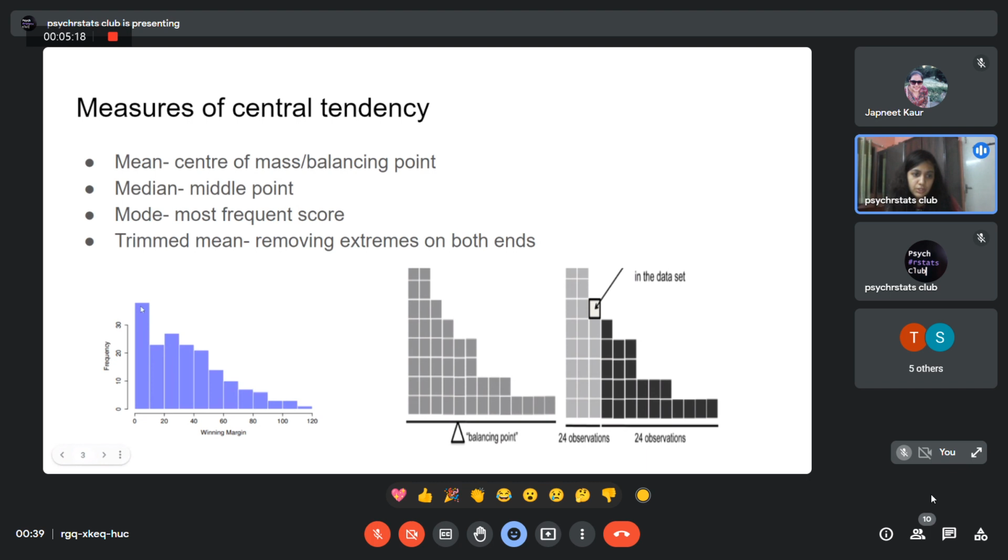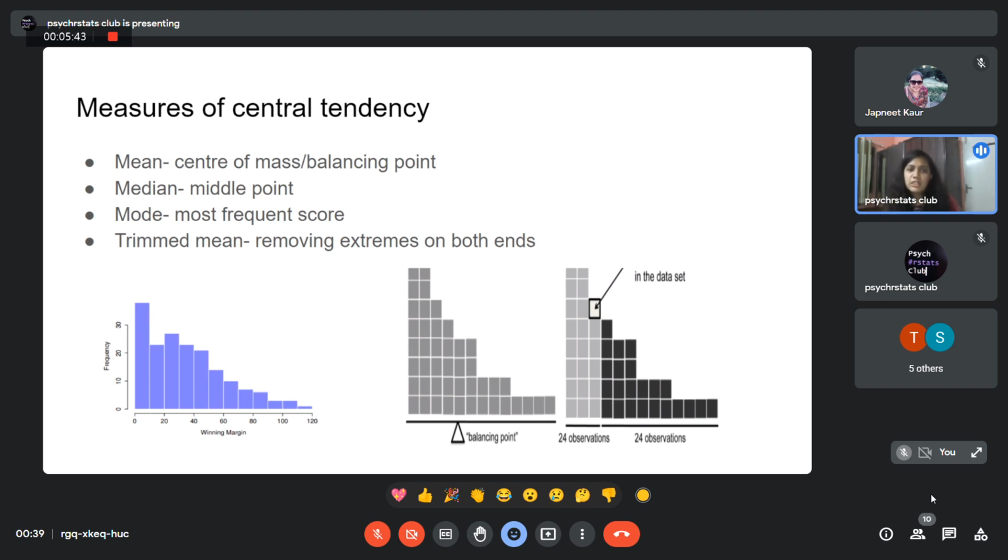So here in the histogram, this bar presents the winning margin from, say, 0 to this point. It is most frequently observed in the data, so this has the highest frequency. So this margin range, we can consider it to be the mode. Mode is simply the most frequent score that you observe in the data.